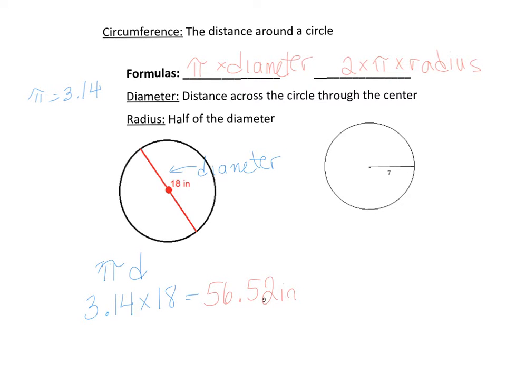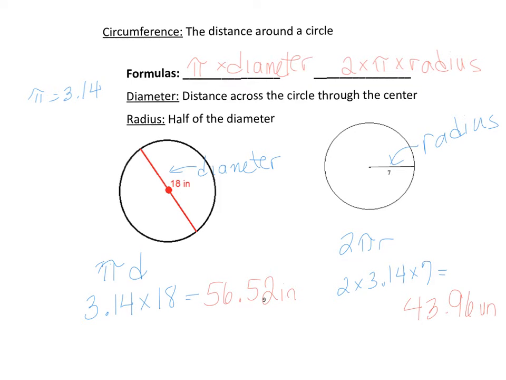Now we come across to the other circle. We note that it's only halfway, making it the radius. Therefore, we know the formula is 2 pi r. So we end up saying 2 times 3.14 times 7, and we get 43.96 units, because we're not told any specific unit of measure.